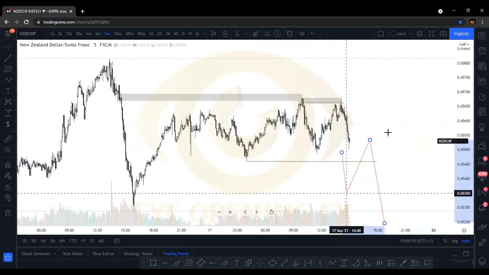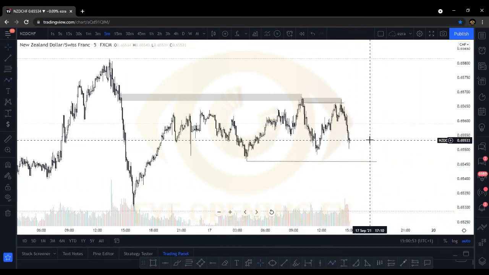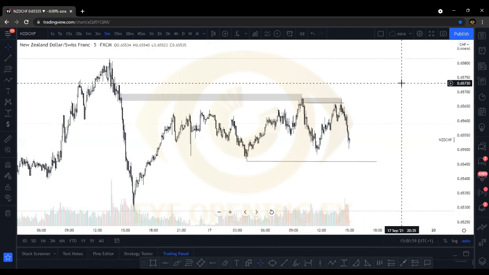That is just how you follow your structure. That is all for today. So today, what we did is what we call time frame difference and combining structure and inducement.